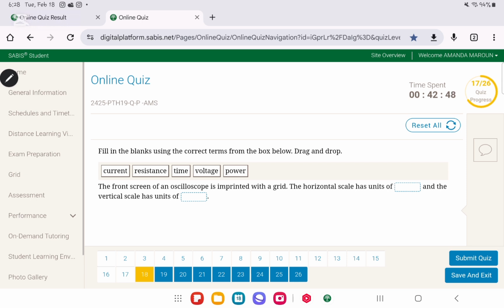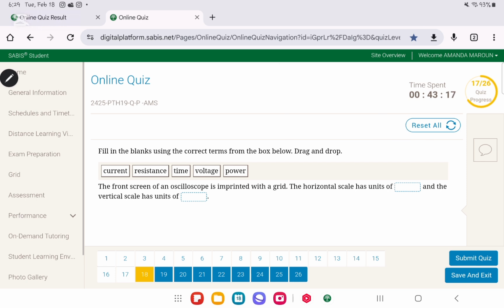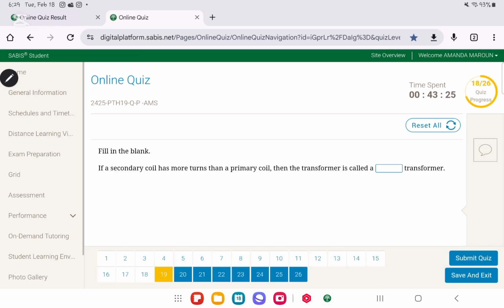In question number 18, they said the front screen of an oscilloscope is imprinted with a grid. The horizontal scale has units of what, and the vertical scale has units of what? What you need to know, very simply, is that horizontal is always the time, and vertical is always the voltage. So horizontal is time, vertical is voltage. We move on to question number 19.